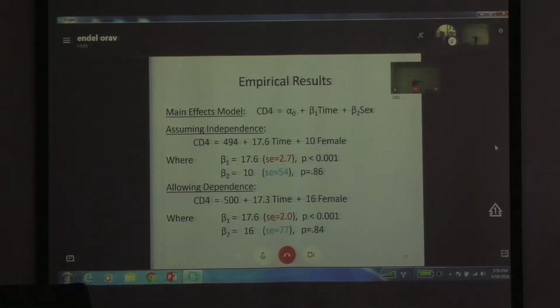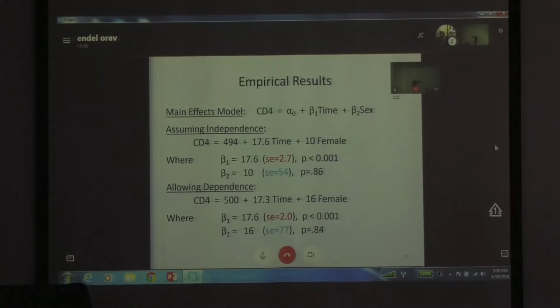However, between subjects, men versus women, difference of 10, difference of 16. Here, the standard error when I did it the wrong way was 54. When I did it the right way, the standard error went up to 77, which means my power goes down. You won't see it in the p-value because the effect changed as well, but large standard errors are never desirable.